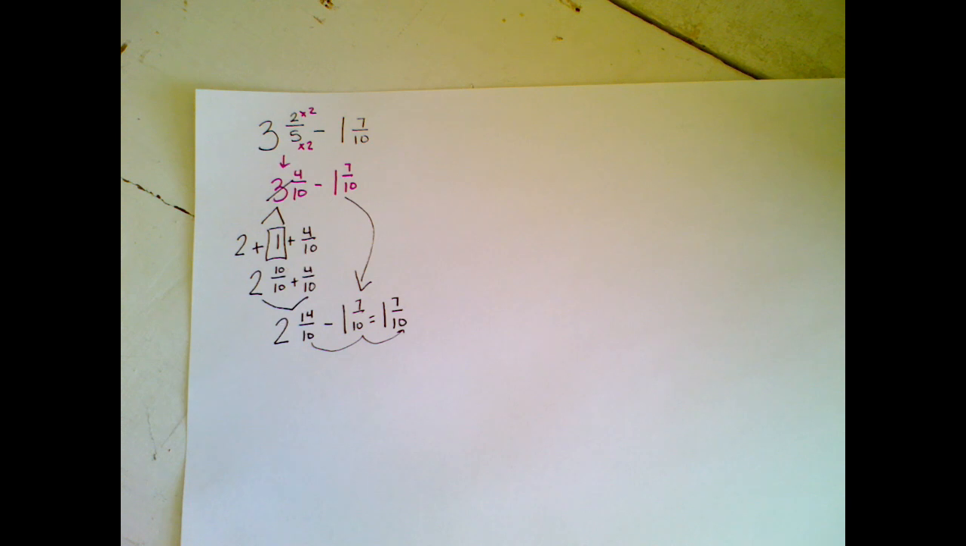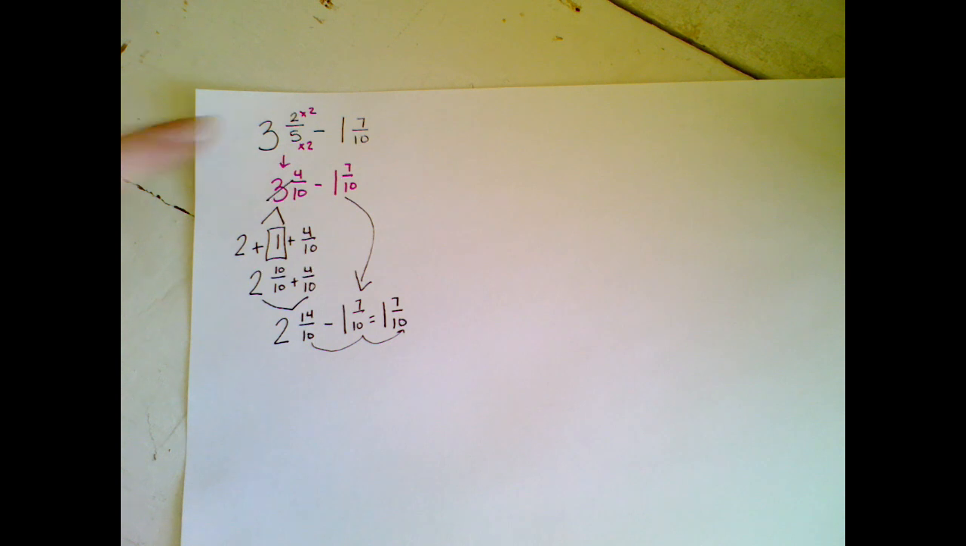All right, I would like you to try 3 2/5 minus 1 7/10. Jot this down on your paper. I want all of your work written. And then turn me back on when you're done to check your work. You should have gotten 1 7/10.